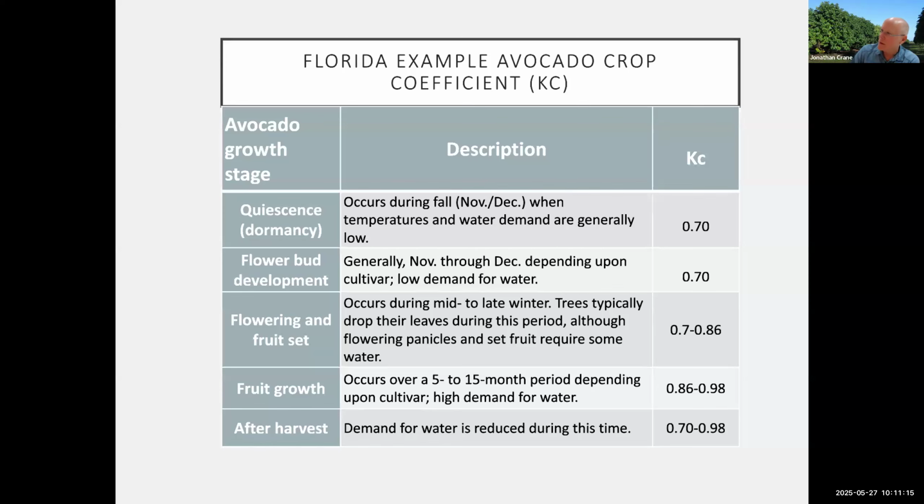So flower bud development, that's during the fall. So again, low. But once you start to flower and fruit, you can see it increases. Fruit growth, it increases during that whole fruit development period. And then after harvest, it can reduce during this time.